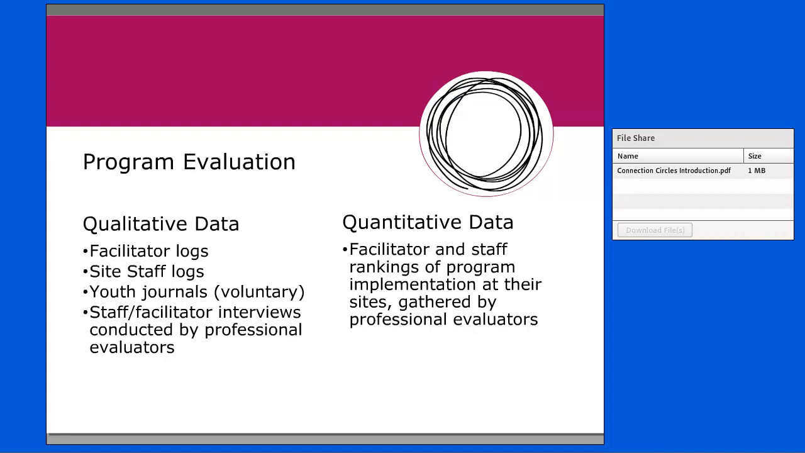We gathered qualitative data by having facilitators and site staff fill out logs of what they observed happening during the circles and immediately afterwards, and by providing youth with voluntary opportunities to fill out youth journal pages and submit them back to the staff at the site. And finally, we gathered qualitative data by having interviews conducted with staff and facilitators by professional evaluators. Some quantitative data was gathered when facilitators and staff ranked the program implementation at their sites under the guidance, again, of professional evaluators.